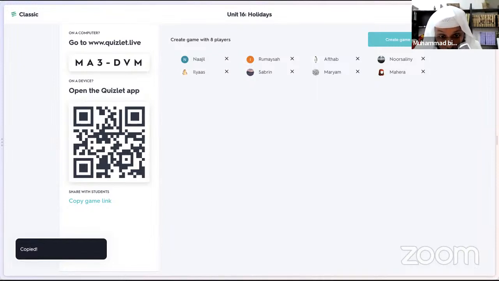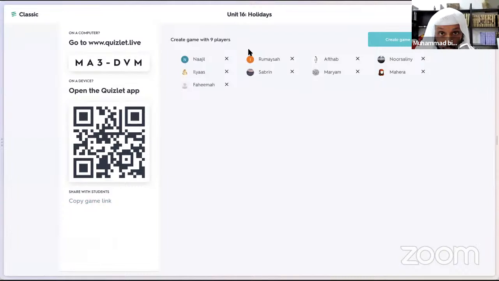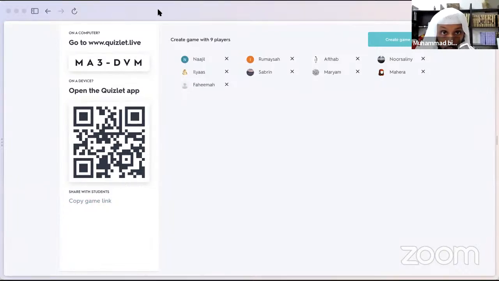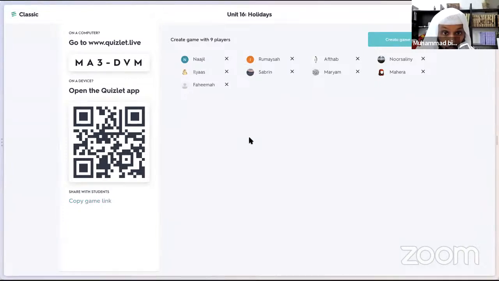Everyone ready? We have 8, 9 people in here. There's 13 of you in Zoom. It's quite a few people missing. I'm gonna count till 20 seconds, inshallah. If you're still trying to join, just send a message on Zoom so we can wait for you, inshallah. Otherwise, I'm just gonna click the create game button, inshallah.